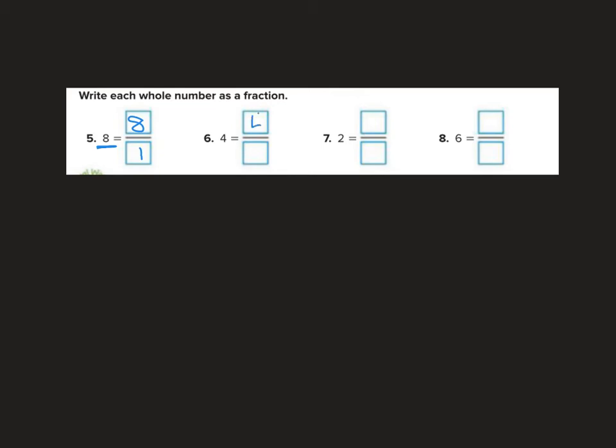Here would be 4 over 1 is the same as 4. And 2 over 1 is the same as 2. Hoping you're getting the pattern here. 6 over 1 is the same as 6. So this is a way that we can write whole numbers as fractions. Now this really comes in handy when we start multiplying fractions because it helps us to kind of keep things in place. Let's keep going.